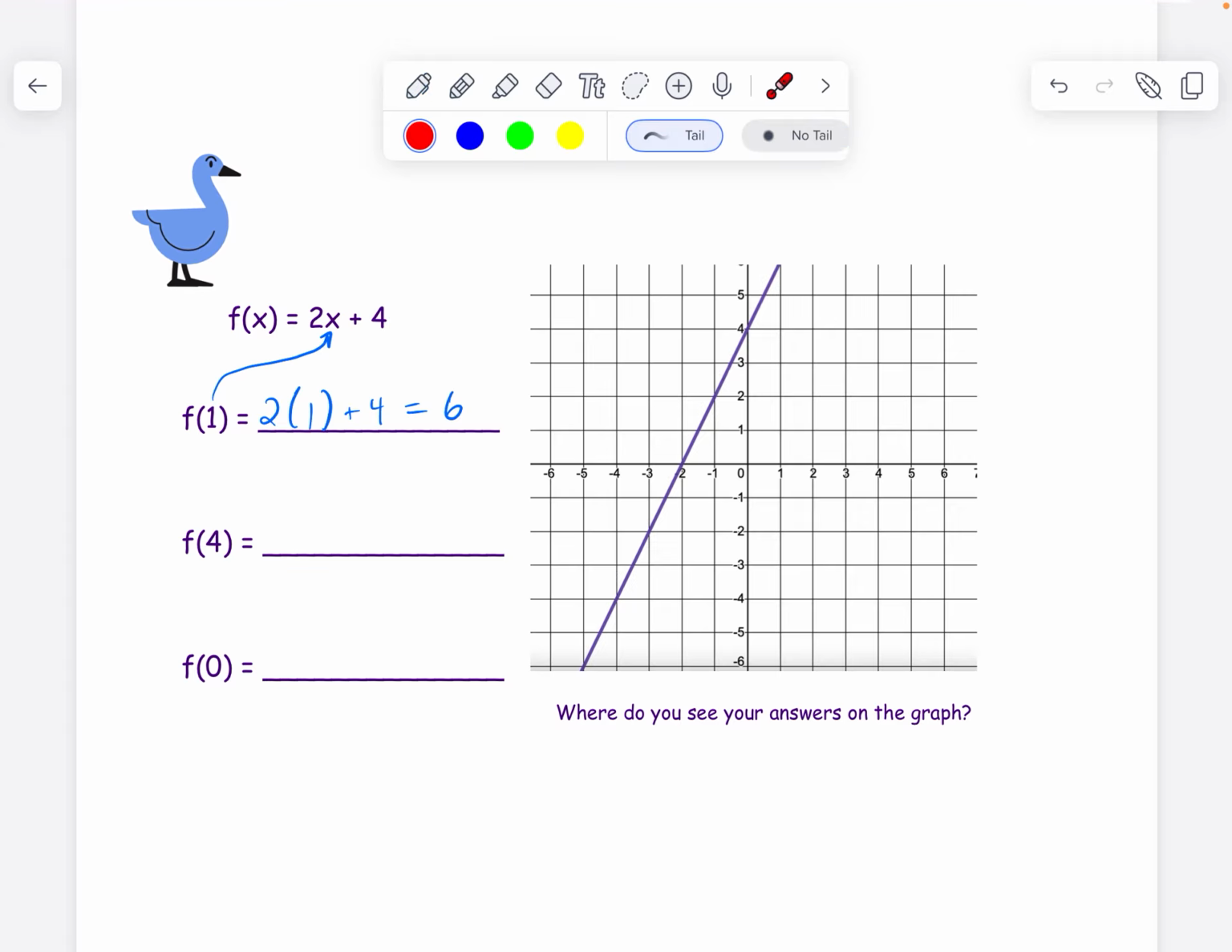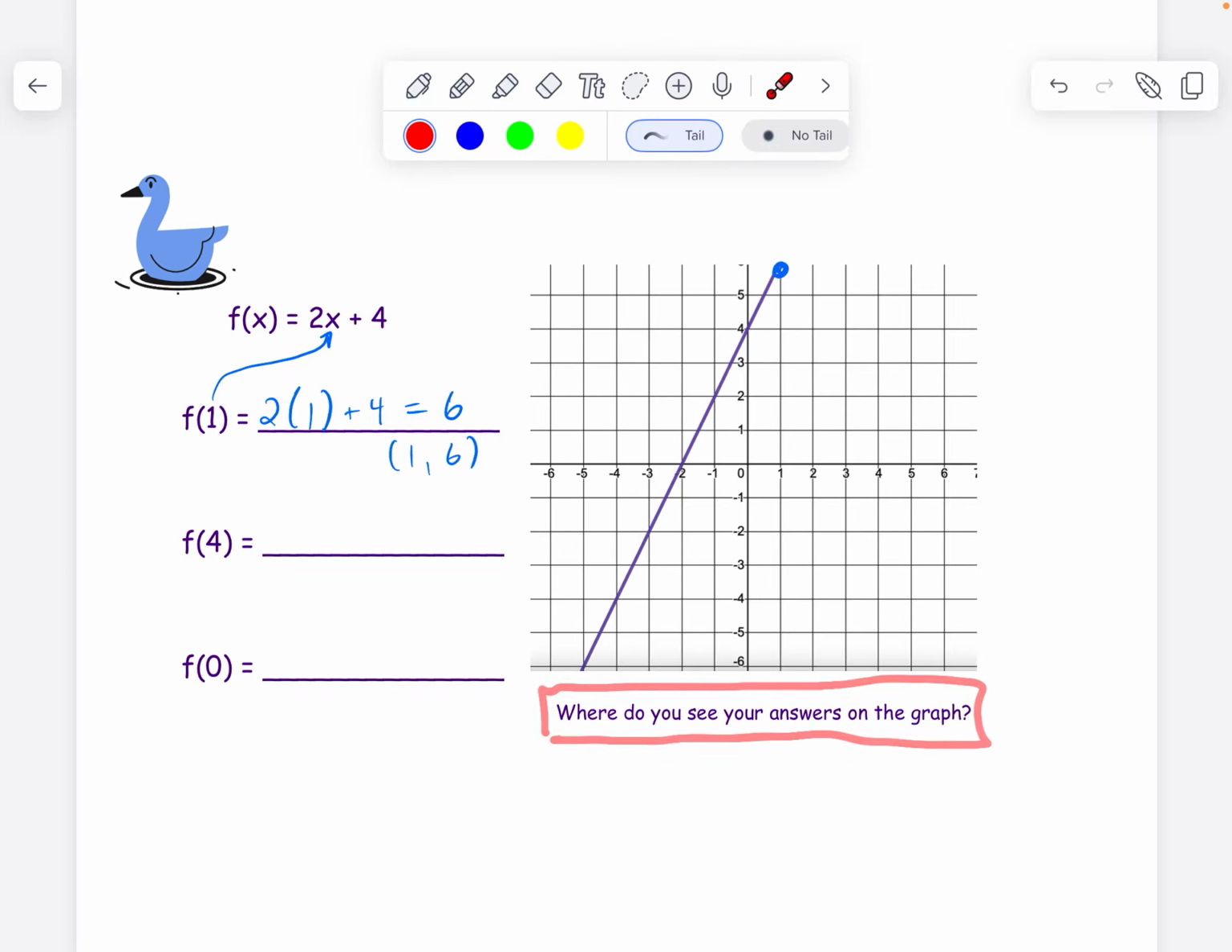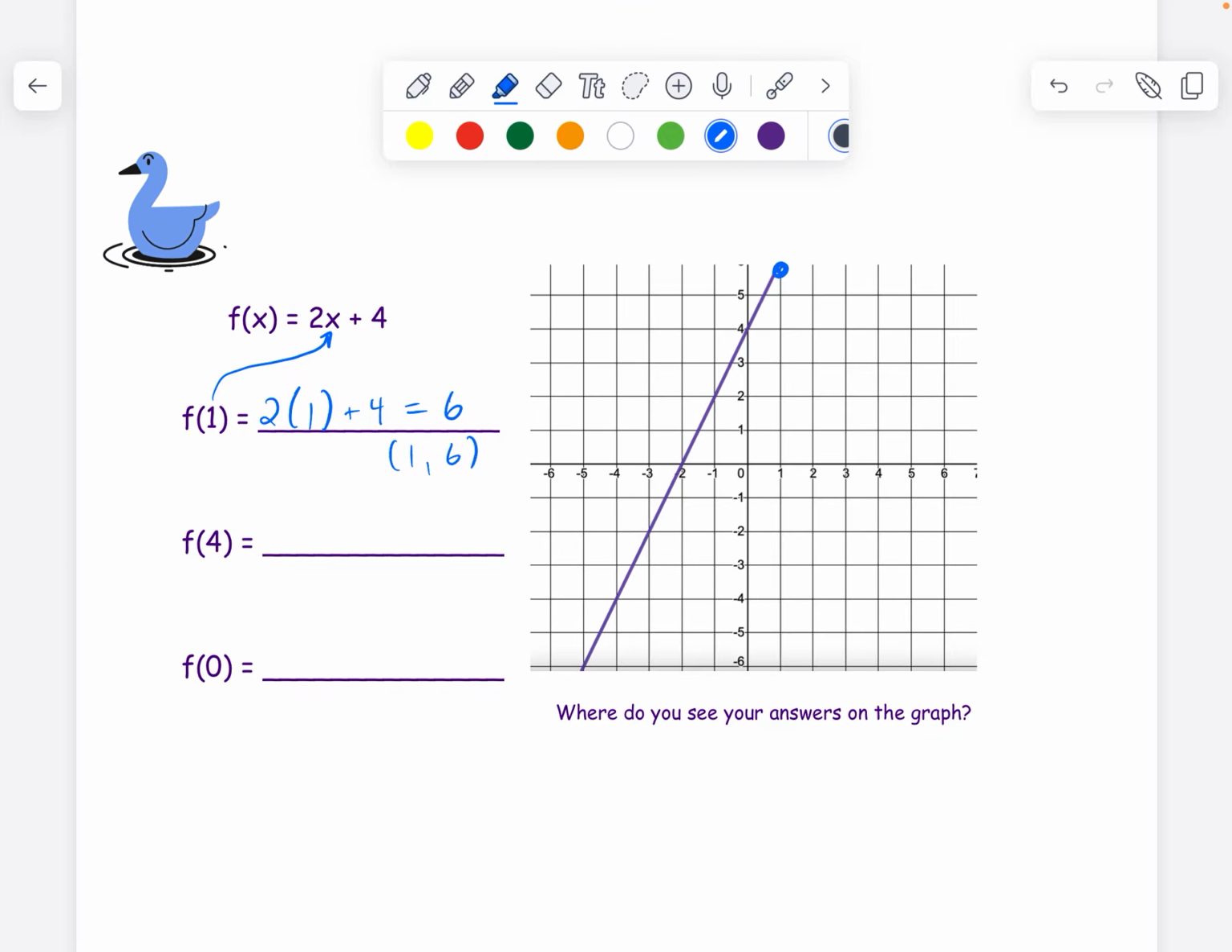This, again, means when I plug in a 1, I got an answer of 6. So that means the x value is 1 and the y value is 6. As a coordinate, it would be 1, comma 6, which is right here on the graph. We're going to constantly try to make that connection. Where do you see your answers on the graph? So 1, 6 is that point right there.